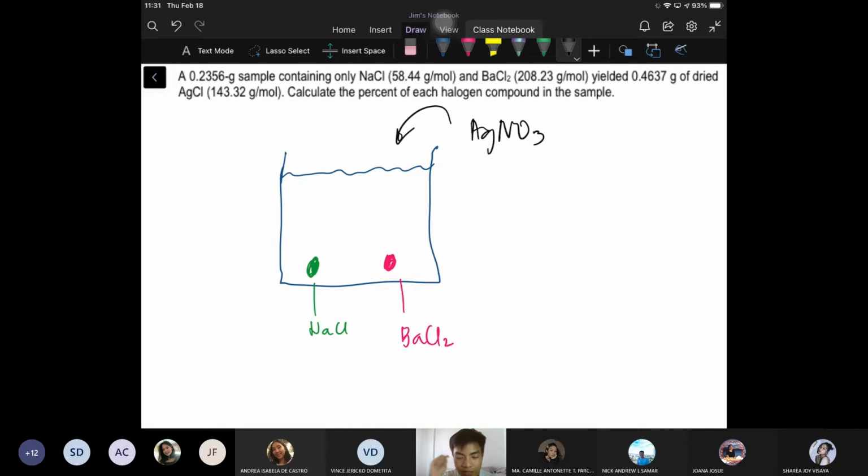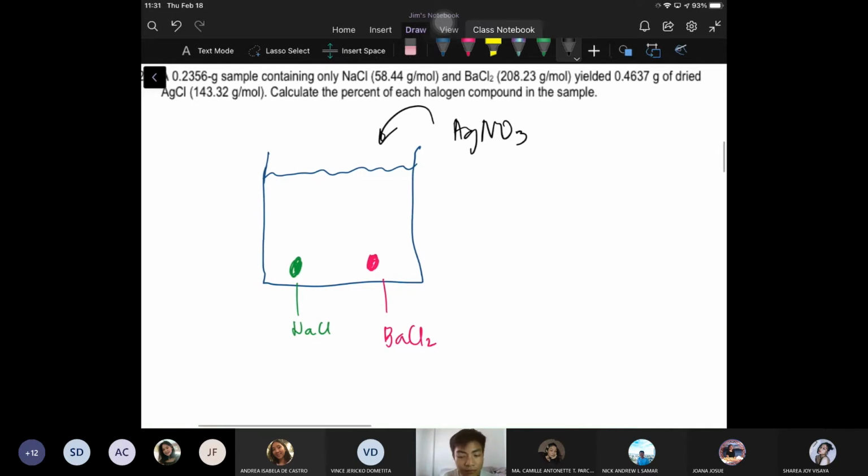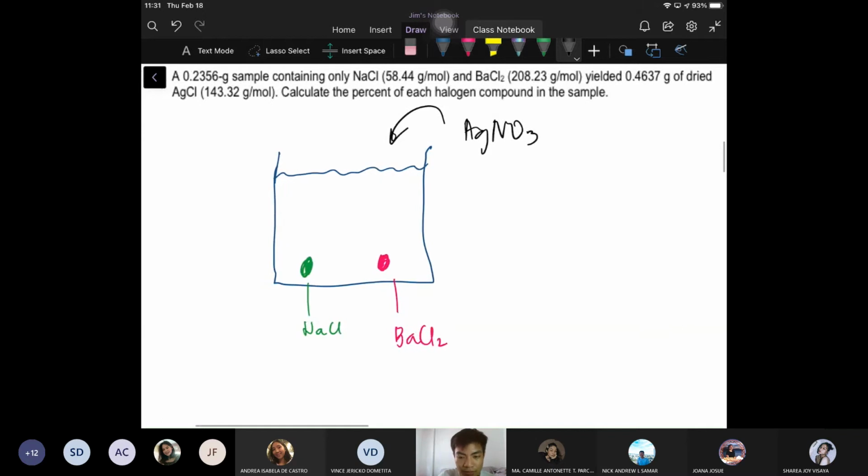Okay, silver nitrate is mostly the precipitating agent here. So I add silver ions to my solution so that the chlorides will be precipitated as silver chloride. That means the sodium chloride and the barium chloride will all become silver chloride. Then the mass of my silver chloride is 0.4637.